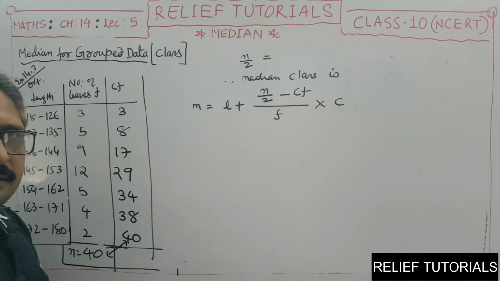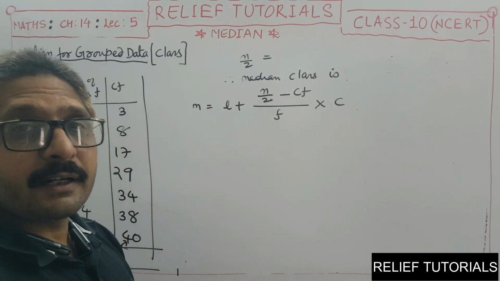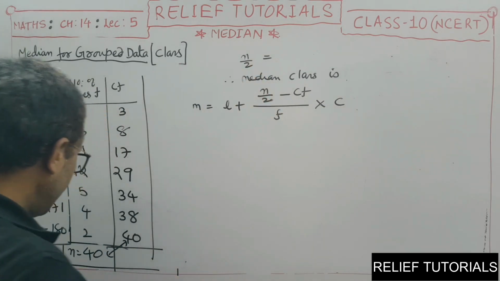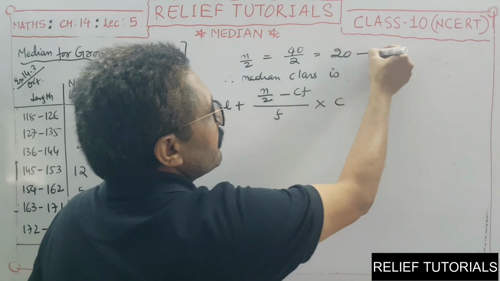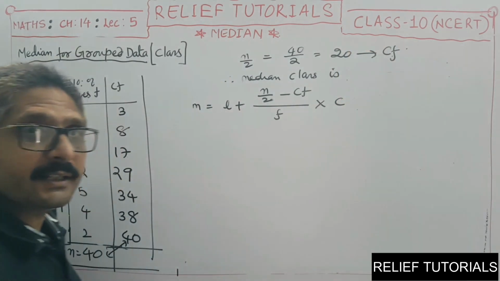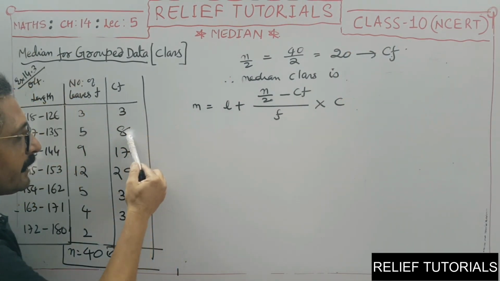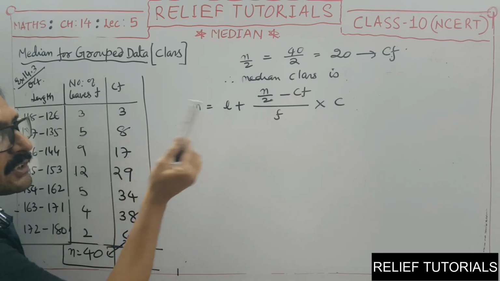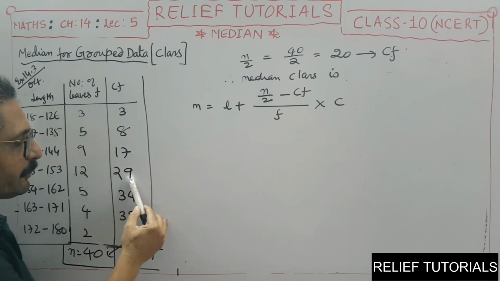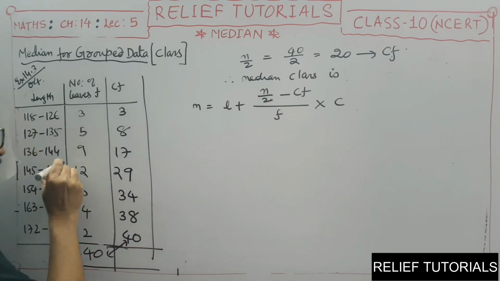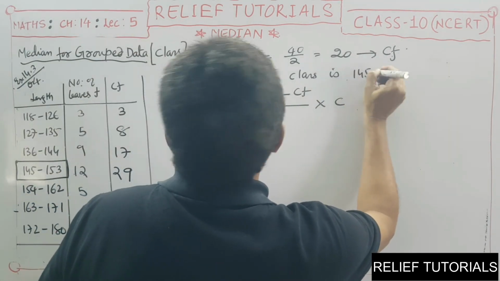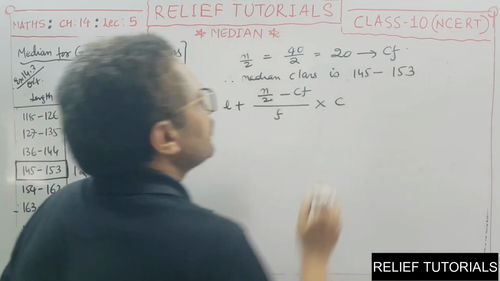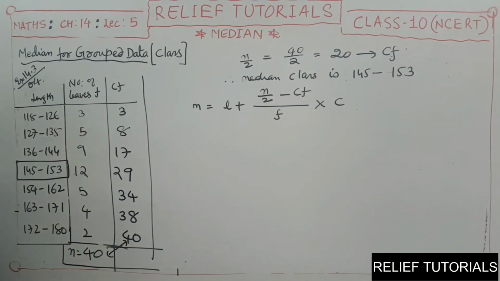Now we will find the median class. For the median class, first we have to find n by 2. N is 40, so you write here 40 by 2, which is 20. You will see this 20 against the cumulative frequency. Come here, cumulative frequency from 9 to 17, 20 does not lie here. From 18 to 29, yes. So therefore the median class is 145 to 153.